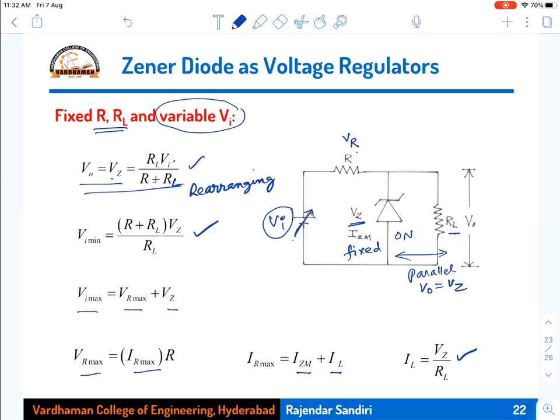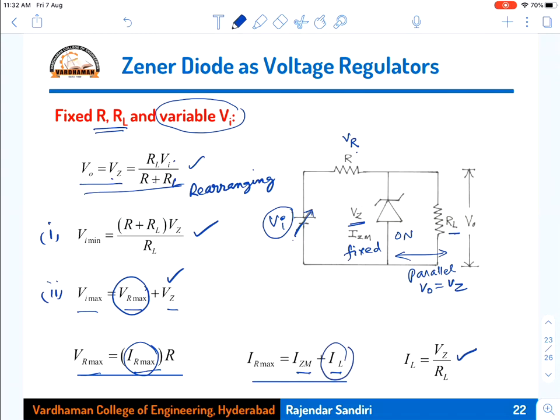So VI minimum is this equation. VI maximum is this equation. But VI maximum, this is a known value. VZ will be given. But to calculate VR maximum, I have used Ohm's law. To calculate IR maximum, I have used KCL. IR maximum is called IZM plus IL.